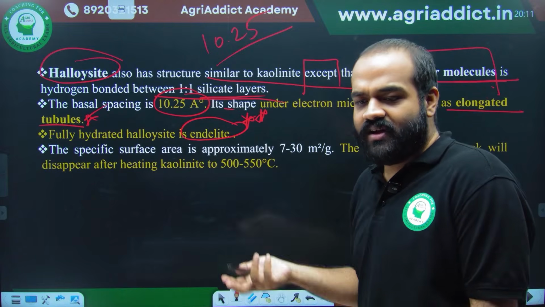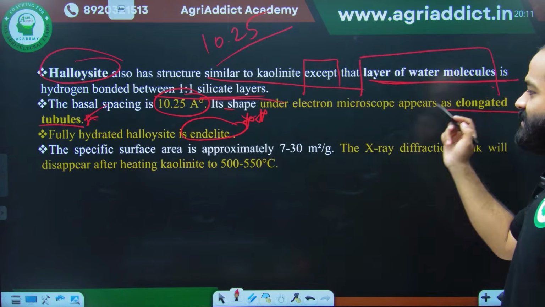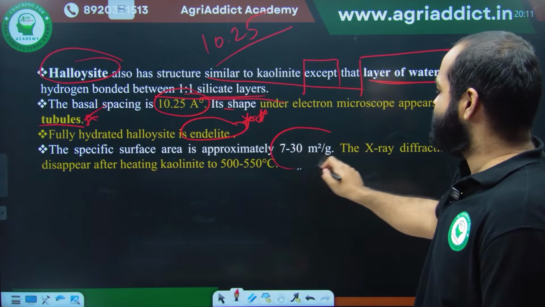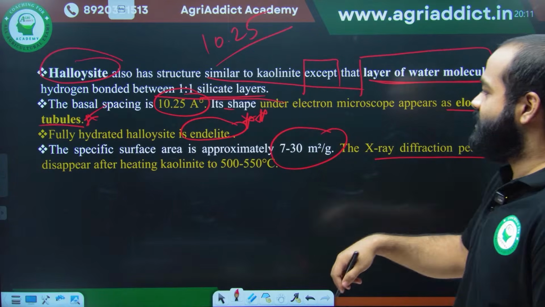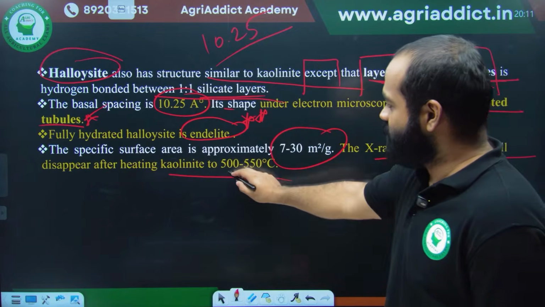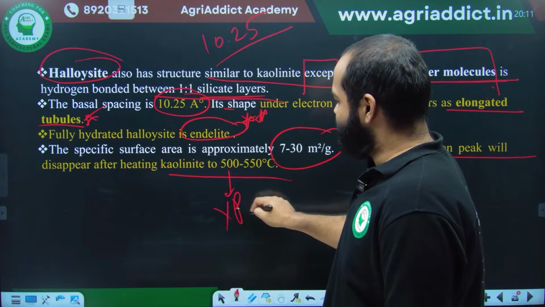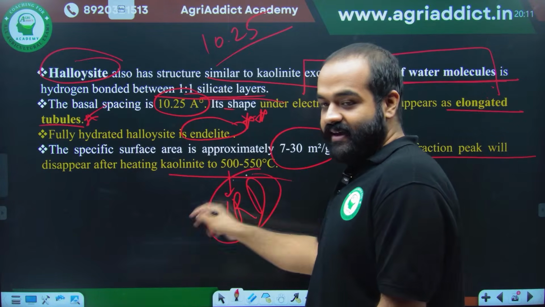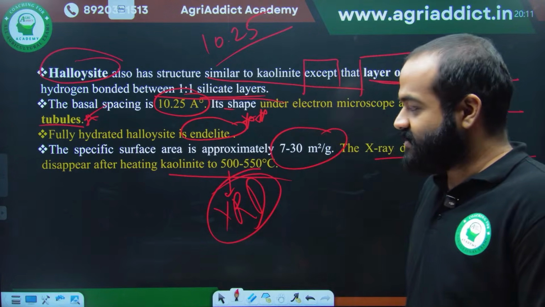Probably it won't come in the exam, but it might, so remember it. The specific surface area is approximately this much. The X-ray diffraction peak will disappear after heating kaolinite to 500 to 550. You don't need this right now. This is from XRD. People who are giving SRF, if anyone is watching, so that will be important for them.